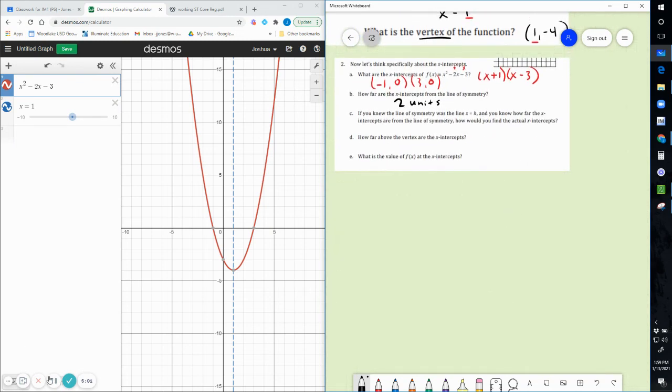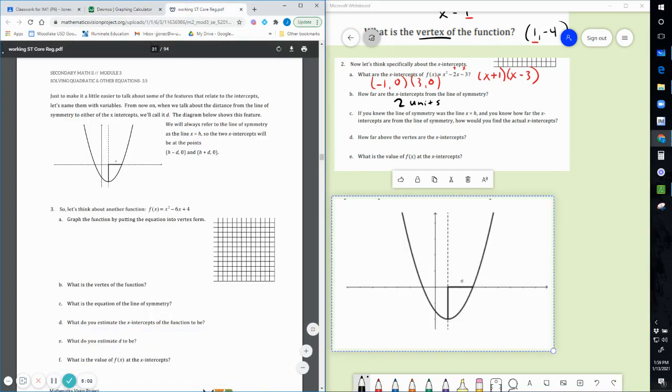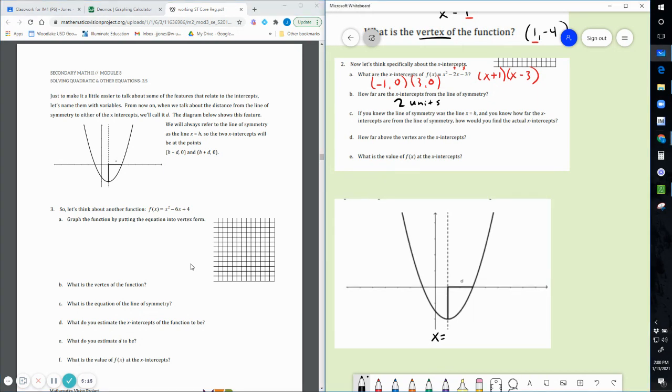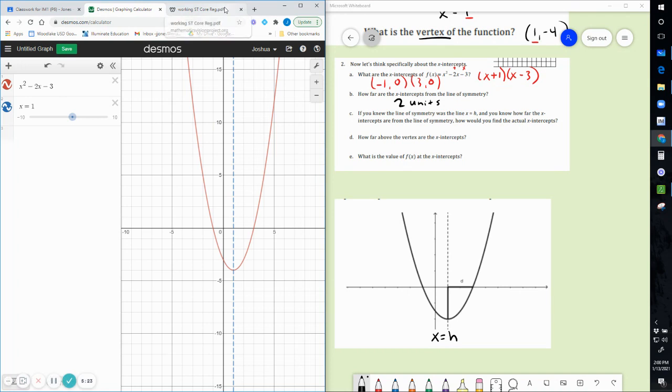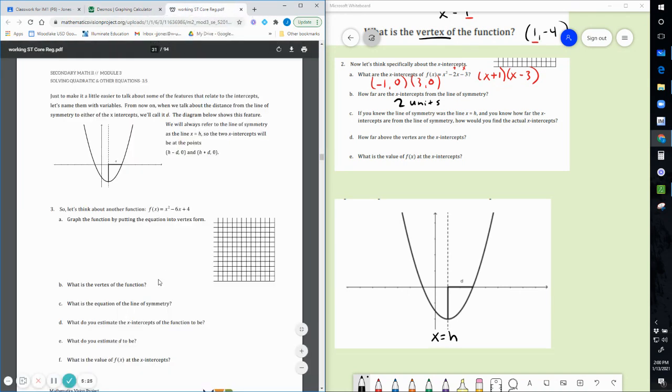Let me give you a picture here. All right, so there's the picture I want to give you, and I'll pull up the task because you're going to have these too. It says, if you knew the line of symmetry was x equals h. So we're just going to say that this random parabola has axis x equals h. We don't know what the number is, but we're just going to call it h. In the one from Desmos, we know that it was 1, but in this case, it's h.